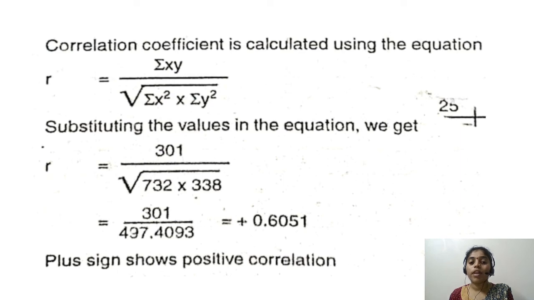Using the values of summation x square, summation y square and summation x into y, substitute all these values in the given formula. What is our first formula? The correlation coefficient is calculated using the equation r is equal to summation x into y by square root of sigma x square into sigma y square. Substituting all these values, we will get r is equal to plus 0.6051. Since it is a plus, it shows a positive correlation.